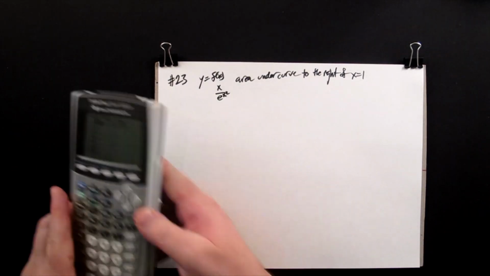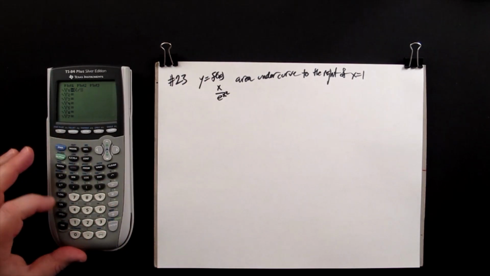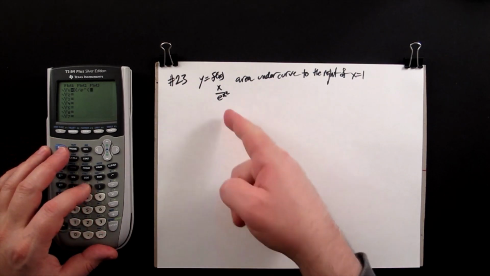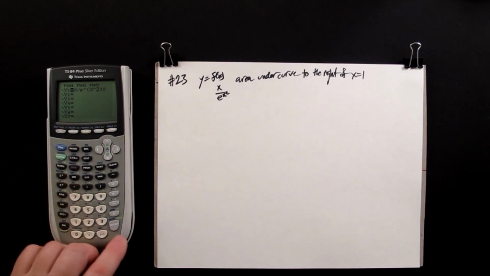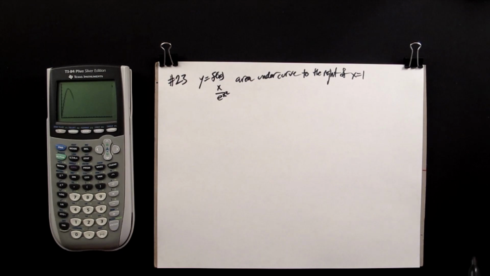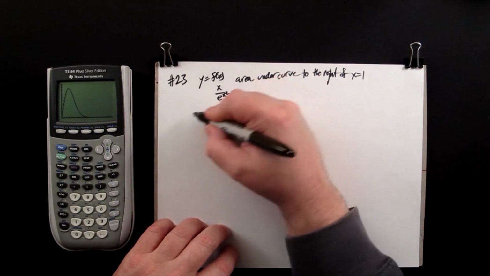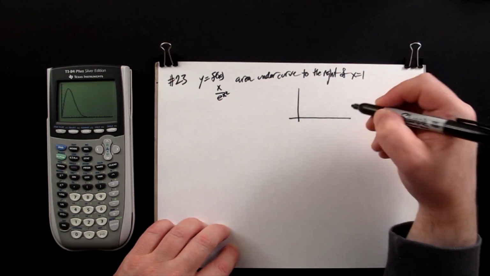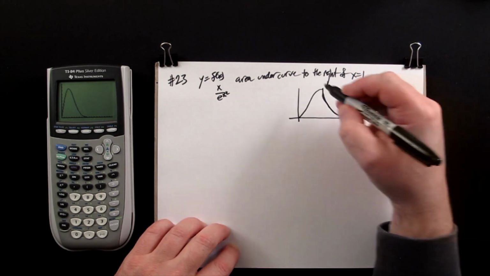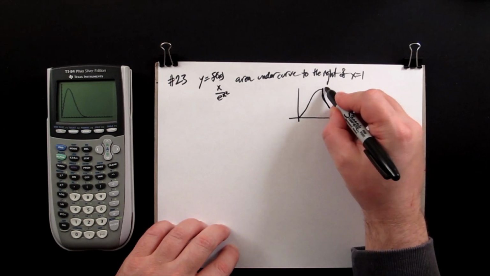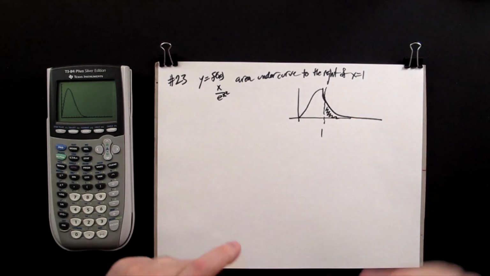Maybe type it in. So you have x divided by e to the x, and then it's x squared in the denominator. Graph. And so this is a quarter here, so we're looking at something of this shape. And this actually ends up being cut off around here. So we're trying to find that area, and it's unbounded.